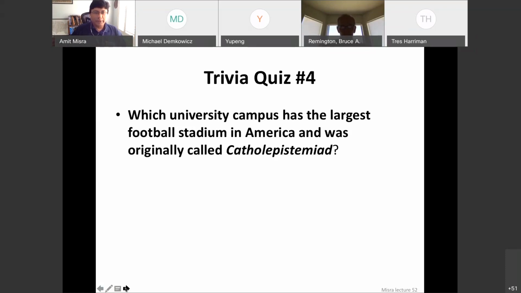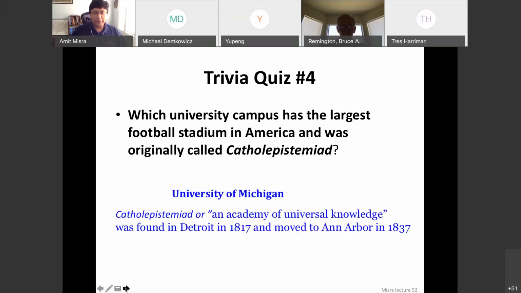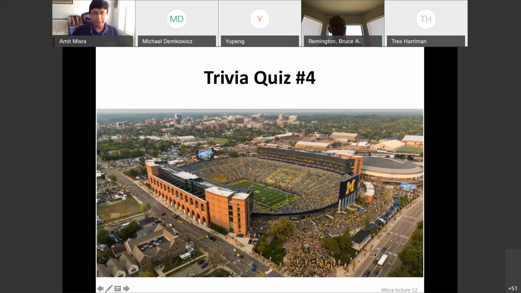I think you got the right answer. This is University of Michigan. It was founded in Detroit in 1817 and moved to Ann Arbor in 1837. And if you have not had a chance, this is a treat. We may not be having football this season, but eventually when it gets back to it, if you have never had a chance to watch a football game, this is the place to do it. The Big House, a capacity of approximately 107,000 people.